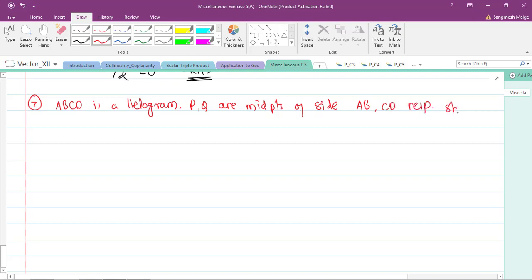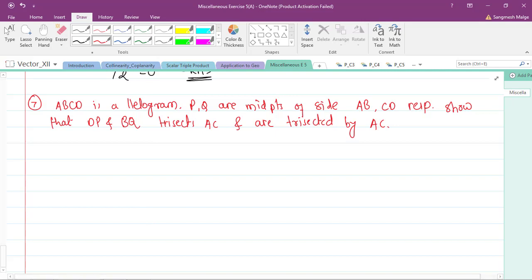Show that DP and BQ trisect AC and are trisected by AC. Very good question. You may find it's confusing, but it is absolutely not.